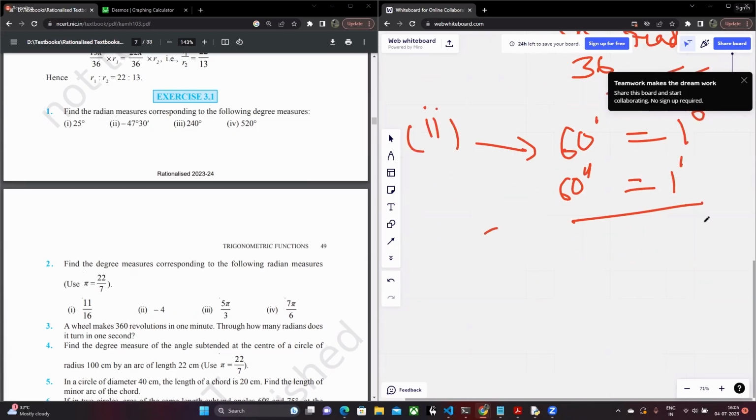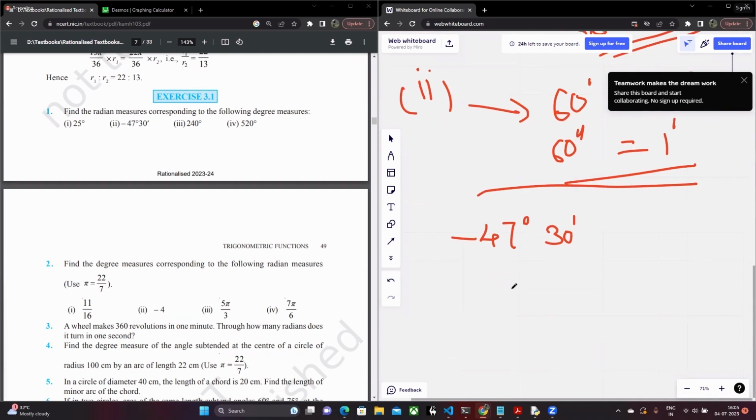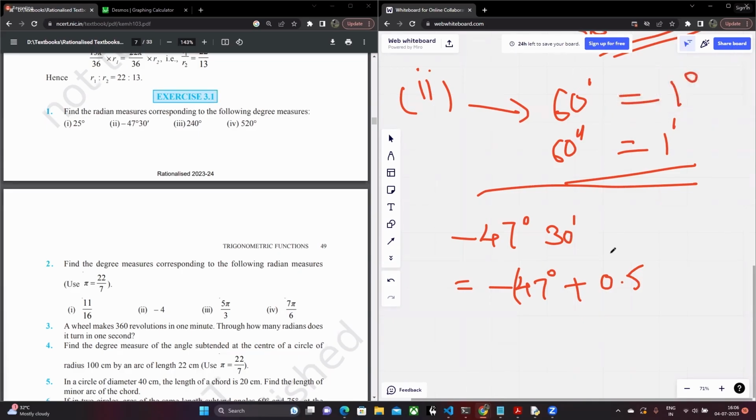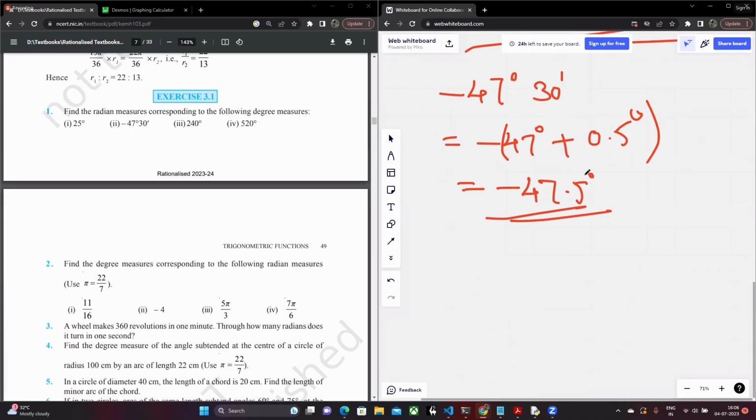So with this in mind, you have the angle measure as minus 47 degrees, 30 minutes, which is basically minus of 47 degrees, and this 30 minutes which is basically half a degree, because 60 minutes makes up 1 degree. That means half of 60, that's 30, is going to make up half a degree. So this I can basically represent as minus 47.5 degrees.